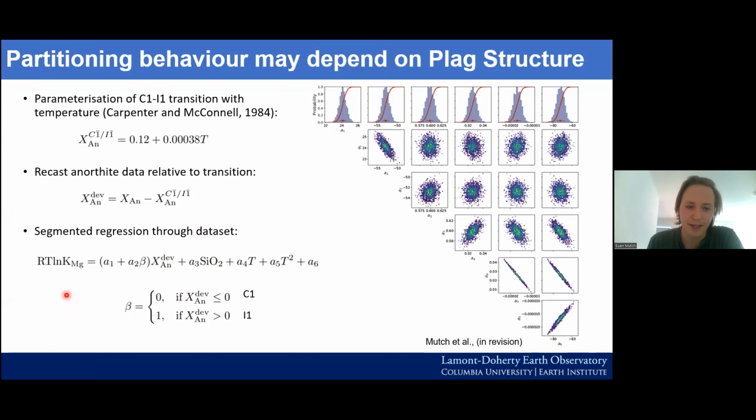So here's the formulation of the expression, which accounts for silica content as well as temperature. On the right here, we're showing the trade-offs between these different parameters. The important thing in this equation that we really want to consider is this term here, which is effectively this A parameter. What this means is that this A parameter is positive in the C1 bar domain and negative in the I1 bar domain.